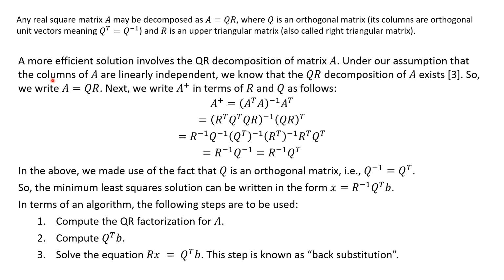Under our assumption that the columns of A are linearly independent, it's a known fact that the QR decomposition of A exists. So we'll write A as suggested up here, and then we'll take our solution, the Moore-Penrose inverse. This is what we found on the last slide. And then we're going to just plug in A here. So we have A transpose, so it's R transpose, Q transpose, and plug in A. Then take the transpose again. We write it all out.